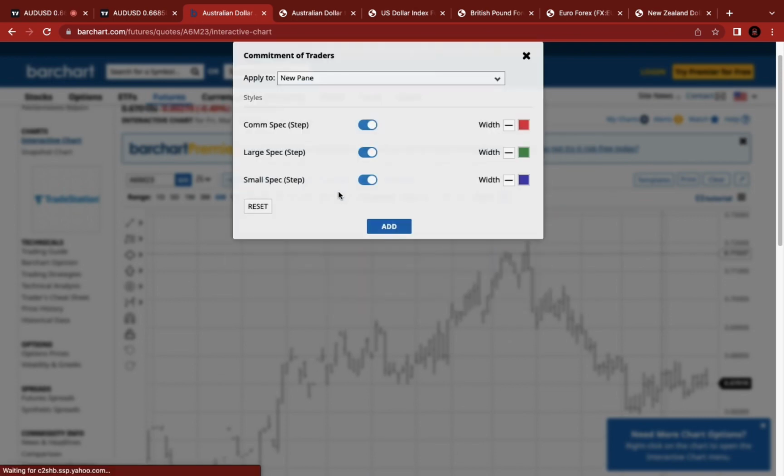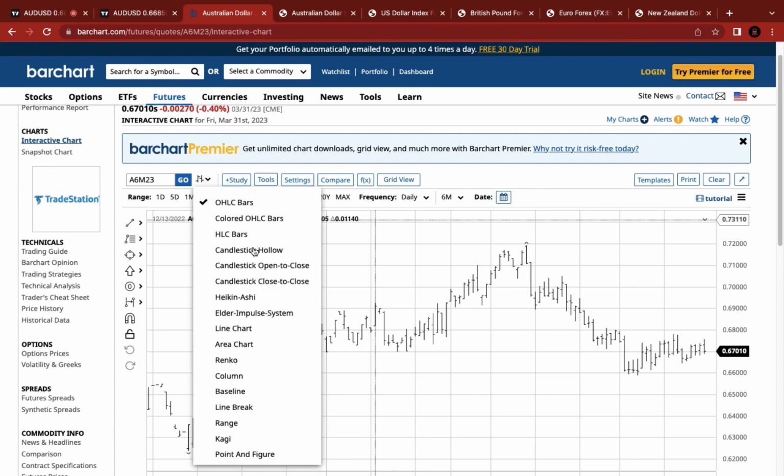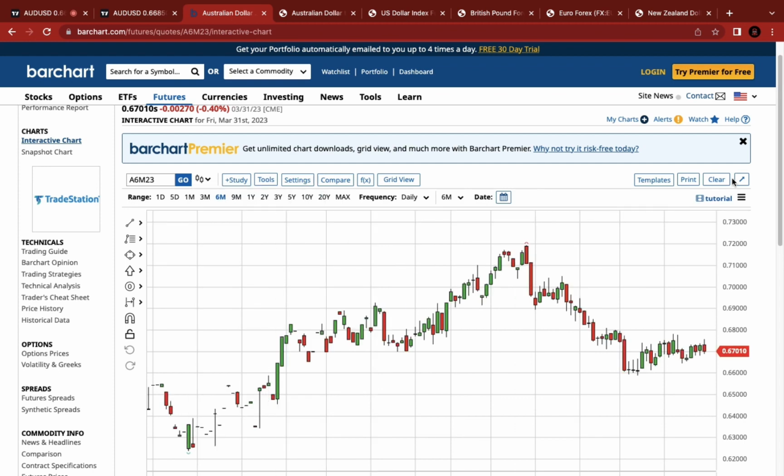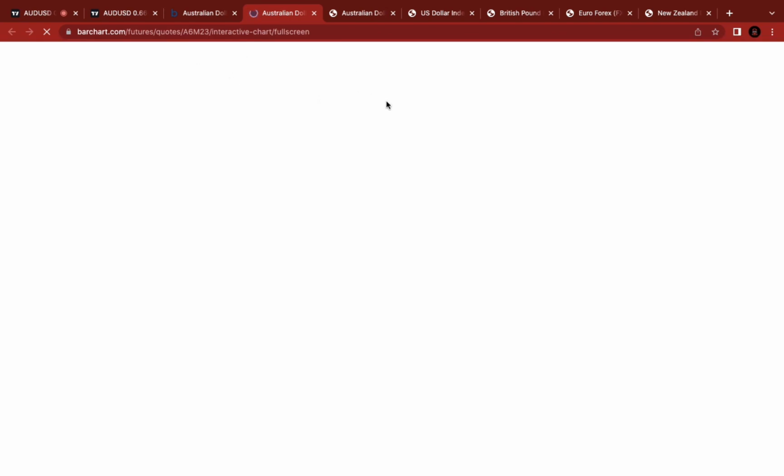So we have 3 speculators in the marketplace: small spec, large spec, and commercial spec. I don't care what they're doing. I'm mainly concerned about what the commercials are doing because they're the ones that actually control price and they're the liquidity providers. Then I change it from bars to open close candle. I make this larger and everything should transfer over onto the larger page.